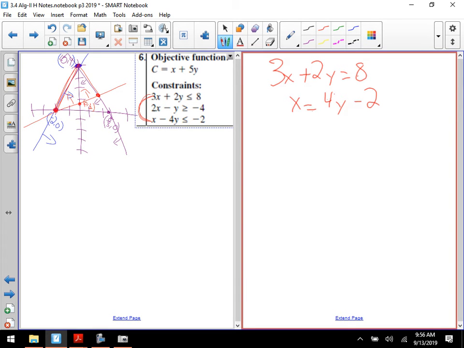Remember, when you're solving the systems here, you treat them just like any other regular equation. Substitute in 3 times 4y minus 2. I moved it over. And then it is 8. So I have 12y minus 6 plus 2y is 8. Combine your like terms, you get 14. Move this over, you get 14. So 14 divided by 14 is? 1. So what's your y value? 1.